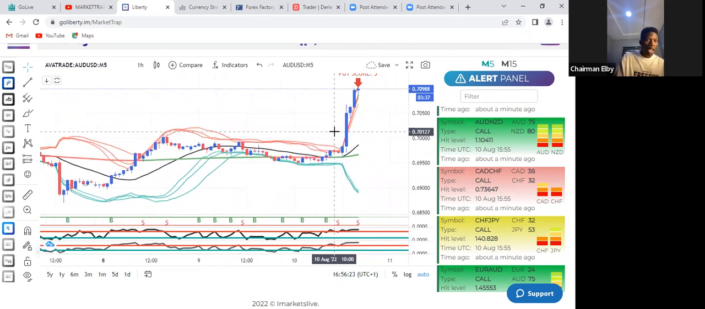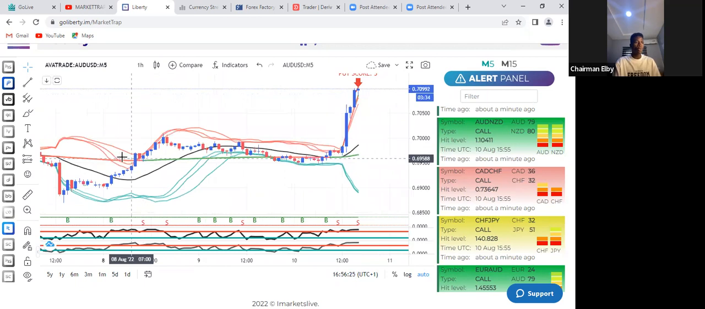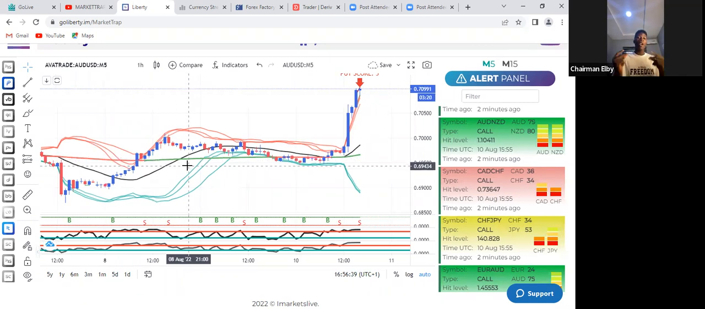Now, can you guys see something? This super trend was red here, but the moment price crossed above it, did you notice the change to green? That's saying that as far as 1 hour is concerned, price is a buy. We are on a buy trend.